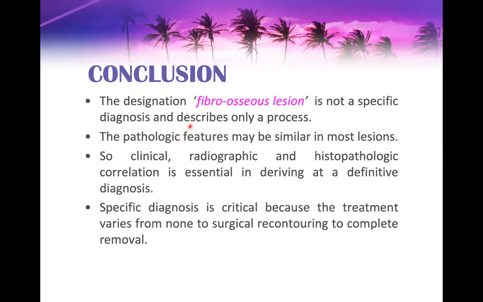So to conclude, the designation or the term fibro-osseous lesion is not a specific diagnosis. You should know there are various diseases that come under fibro-osseous lesions. So you should be able to differentiate those lesions because the treatment plan for each lesion is different. Specific diagnosis is critical because the treatment varies from none to surgical recontouring to complete removal.